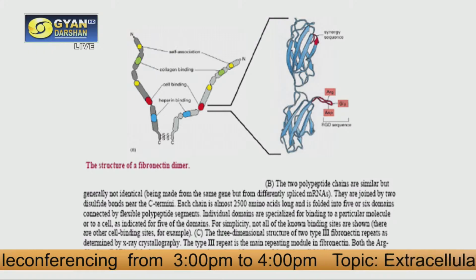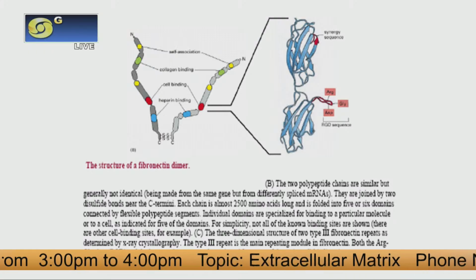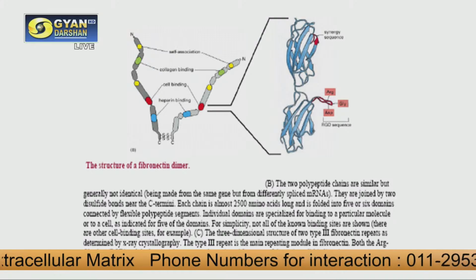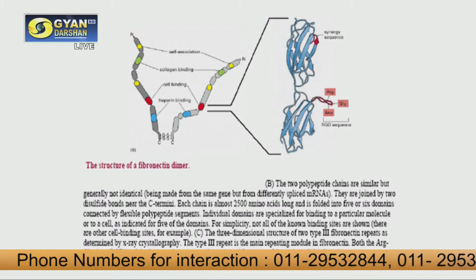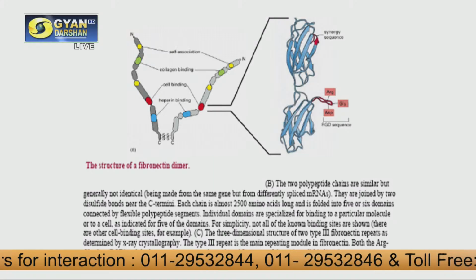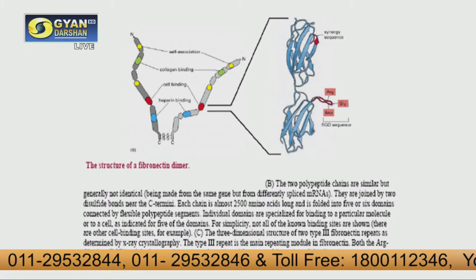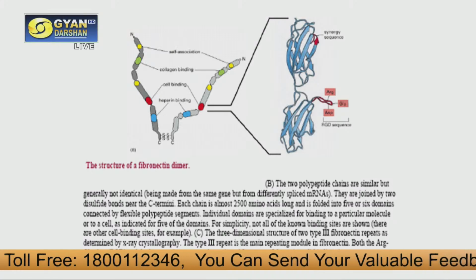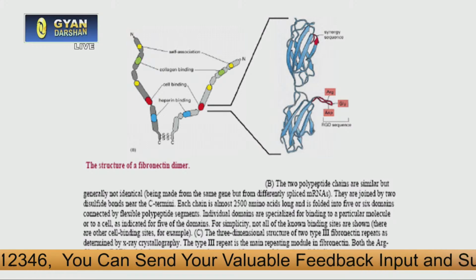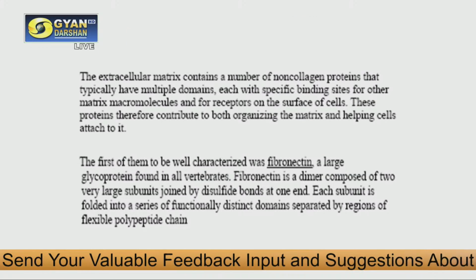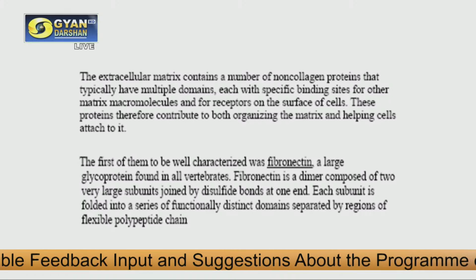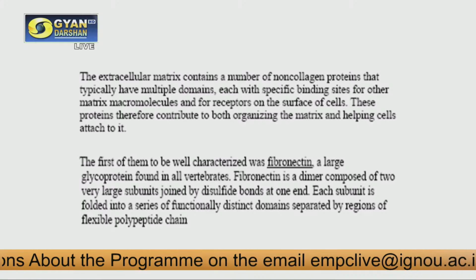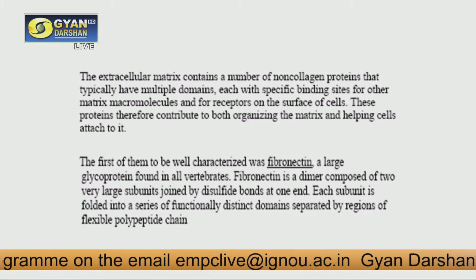Another important point is that these structures have a conserved amino acid sequence which we call RGD. RGD means arginine, glycine and aspartic acid. So these are the three conserved amino acids which are present in the fibronectin structure. The extracellular matrix contains a number of non-collagen proteins that typically have multiple domains, each with specific binding sites. And as we said, among them is fibronectin.